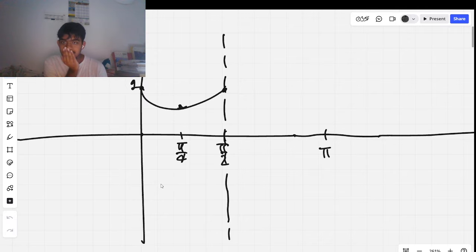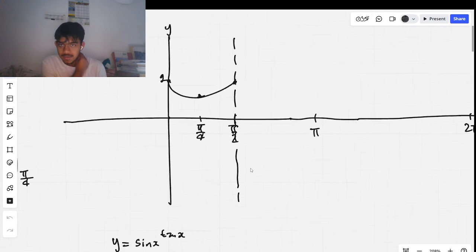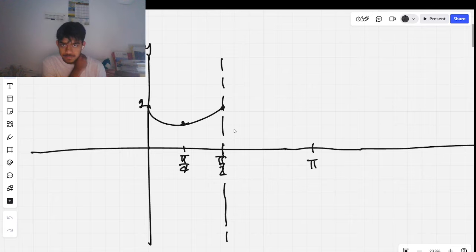Now, what's interesting is that I cannot say that pi by 4 is my minimum point. To do that, I will have to differentiate this and set it equal to 0. But I will move on for now, and I will try and see what happens after pi by 2, between pi by 2 and pi. We already know that between pi and 2 pi, there is nothing. It's not defined. So let's see what happens between pi by 2 and pi.